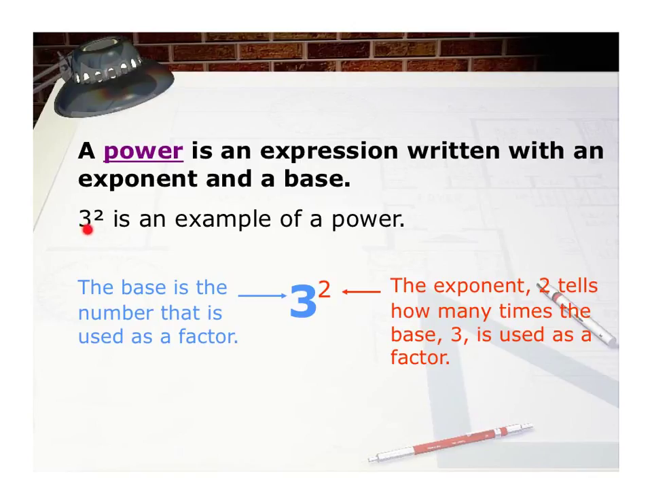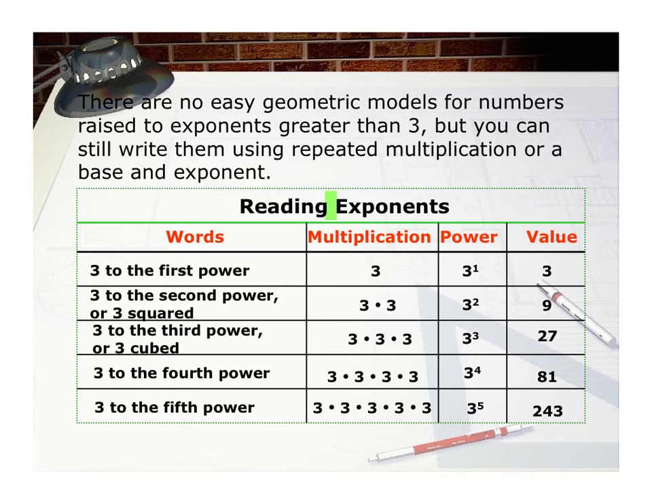So for example, 3 to the second power is an example of a power. The base number is always the big one, and the little one is the exponent. It tells us how many times it's used as a factor, because remember this is always about multiplication. So this is the number that's used as a factor, and this is how many times it's used as a factor. Now we can use geometric models to represent exponents, but it's really difficult with numbers greater than 3. But we can still write them using repeated multiplication or a base and an exponent.